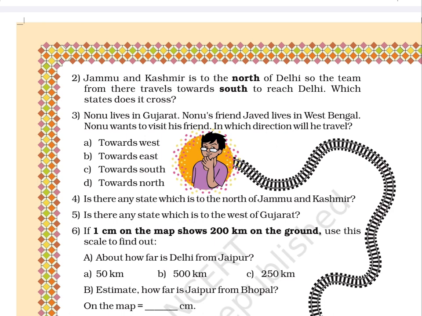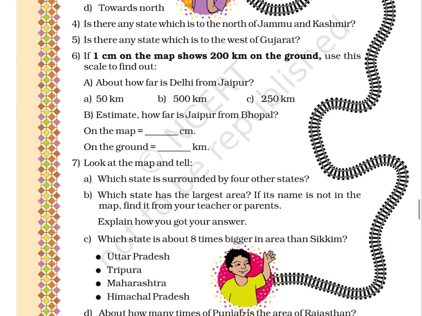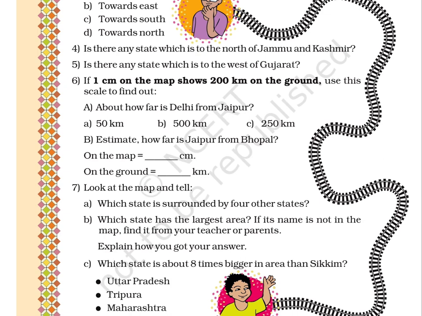6. If 1 centimeter on the map shows 200 kilometers on the ground, use this scale to find out A. About how far is Delhi from Jaipur? Option A, 50 kilometers. Option B, 500 kilometers. Or option C, 250 kilometers. B. Estimate how far is Jaipur from Bhopal. On the map is equal to dash centimeters. On the ground is equal to dash kilometers.